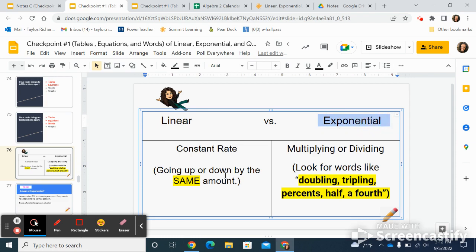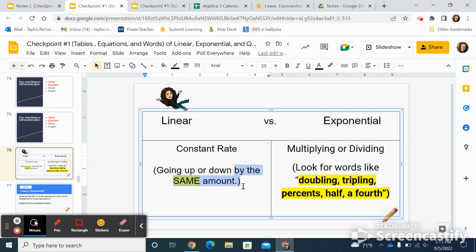So for it to be linear, the word problem is going to have a constant rate. That word constant means the same thing. It's constant. It could be going up or down. So it could be, again, going up. It could be going down. That does not matter, but it has to be by the same amount.